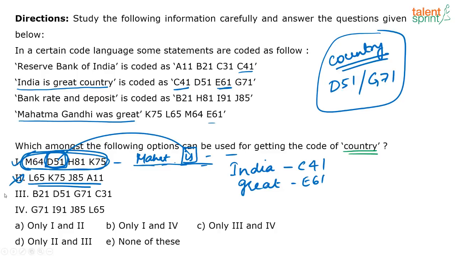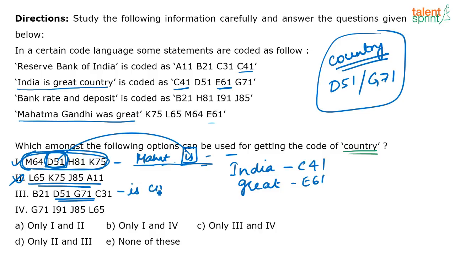So this is not useful for me to arrive at my answer. Now look at the third statement, in the third code. What is given in the third code? Here they have given B21, D51, G71. So when you look at the statement that would have been given along with this code, these 2 words are going to be there again.